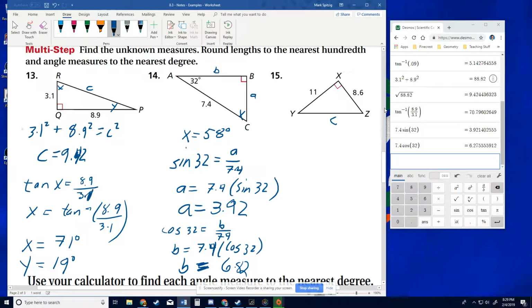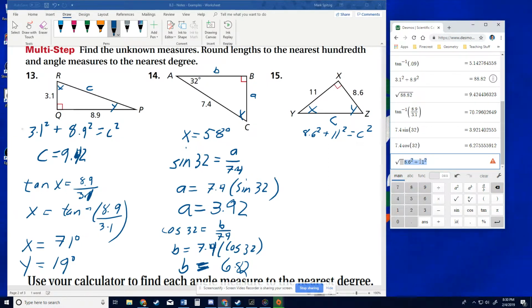All right, this one is very similar to the first one. We're trying to find the hypotenuse. We want to find each of these angles, so I'll call those x and y, and the hypotenuse C. So C we can find using the Pythagorean Theorem. We know that 8.6 squared plus 11 squared equals C squared. So once we plug all that in, we can say 8.6 squared plus 11 squared, and then we can take the square root of that whole thing.